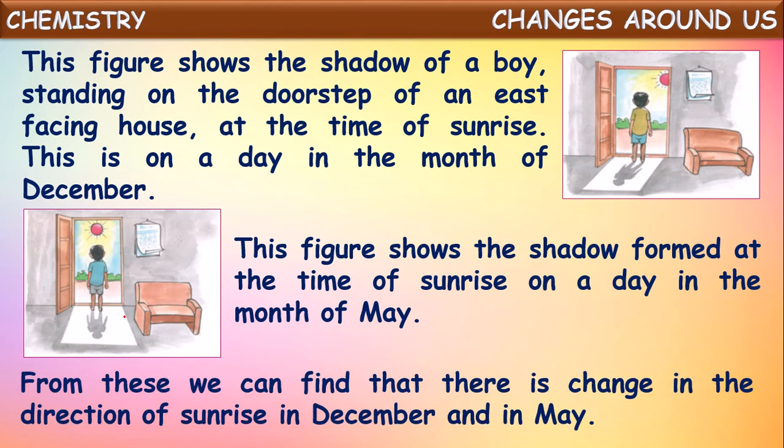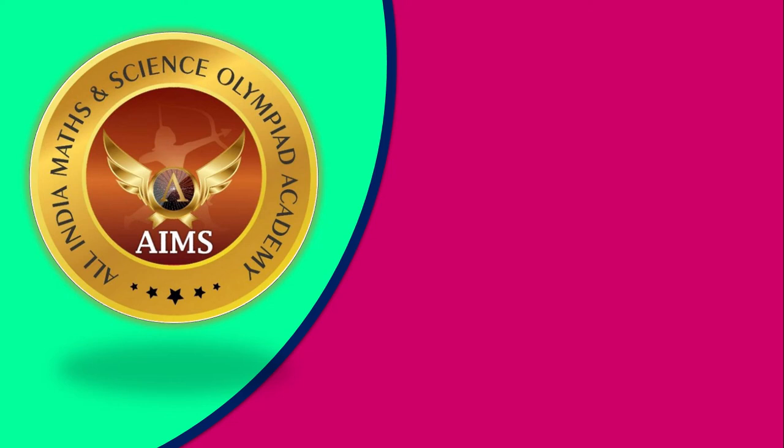From these we can find that there is a change in the direction of sunrise in December and in May. Okay, this is one of the changes we observe in the different seasons.